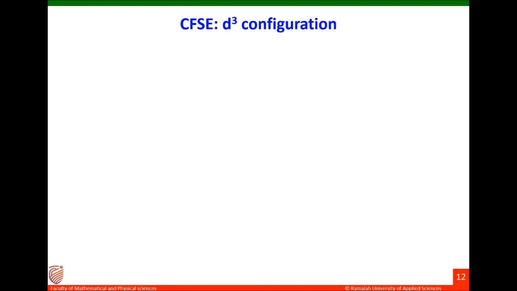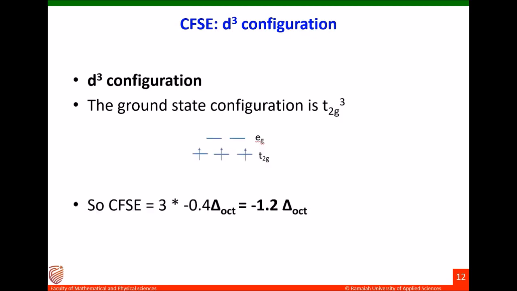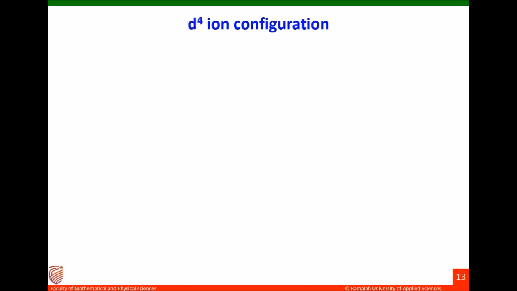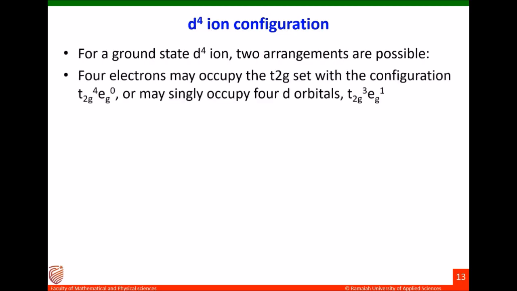Now consider D3 configuration. In D3 configuration at ground state, the electronic configuration will be T2g3. So the crystal field stabilization energy we can calculate as 3 into minus 0.4 delta octahedral, which equals minus 1.2 delta octahedral. Now consider D4 configuration. In D4 configuration, two types of configurations are possible: either all 4 electrons are in T2g, or 3 electrons are in T2g and 1 electron in Eg. So for a ground state D4 configuration, 2 arrangements are possible.